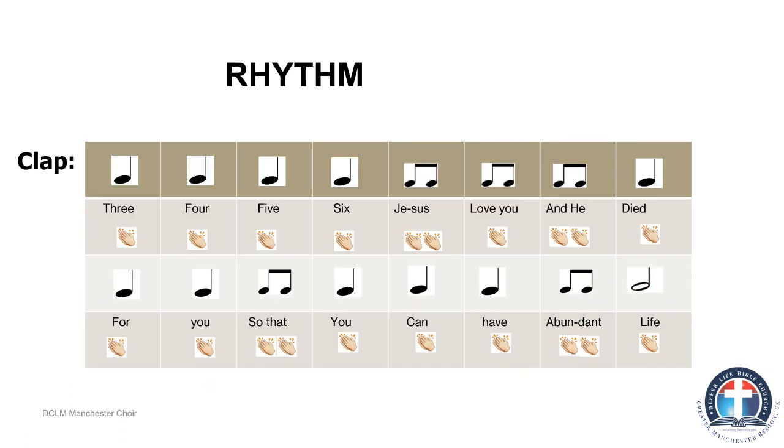Let's try this rhythm. 3, 4, 5, 6. Jesus loved you and he died for you so that you can have abundant life. Again. 3, 4, 5, 6. Jesus loved you and he died for you so that you can have abundant life.